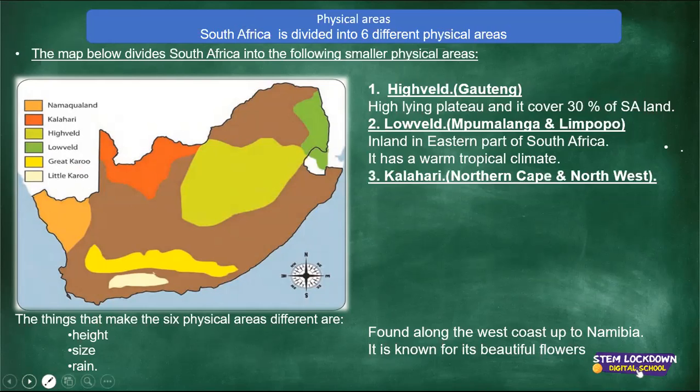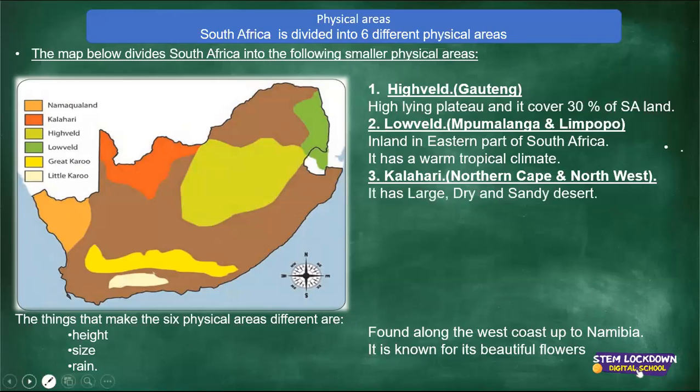Number 3, we have the Kalahari. We'll come to the map keys and then we'll look at the Kalahari. Kalahari is here, it's the one that is orange. We come to the map and then we find that Kalahari is situated in the Northern Cape and part of the Western Cape. So this part covers Northern Cape and Western Cape.